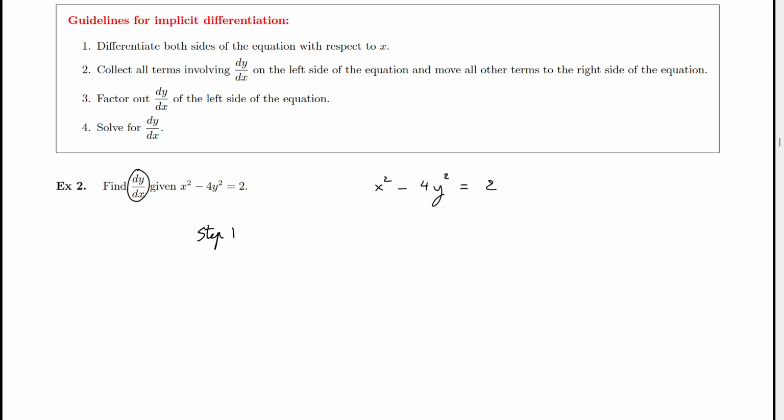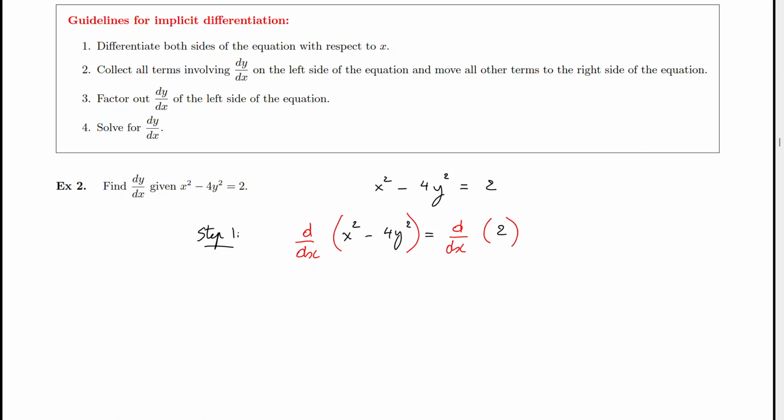So step 1 in the process is to announce to the world your intentions. Basically tell the universe, tell the person reading this what you want to do. And what you want to do is find some derivatives. So that's what I'm writing over here: d/dx, and then d/dx. Whatever you do on one side, you do on the other side. So this is step number one.